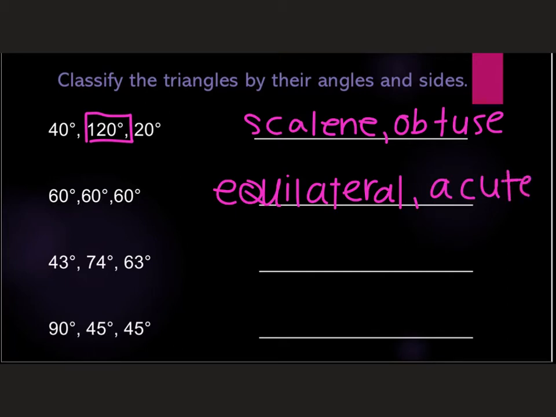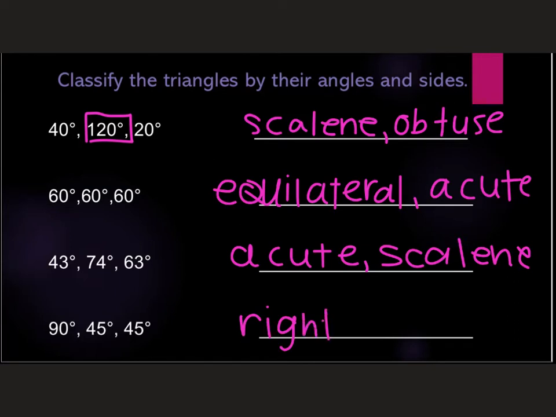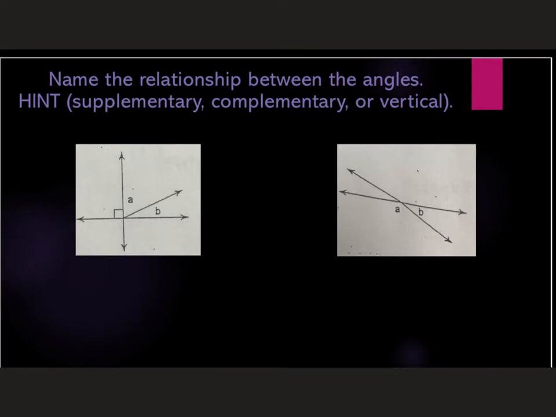Next one, we have three different angle measurements. All of them are less than 90, so this is an acute scalene. All of them are different and they're all less than 90. Then last but not least, we see a 90 degrees, right? A measurement of 90 degrees. So this would be a right triangle. And since we have two angles that are the same, it's going to be an isosceles triangle as well. So it's a right isosceles.